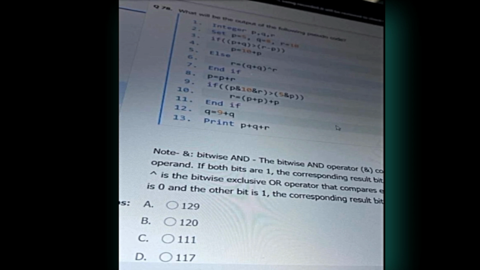Integer p, q, r, set p is equal to 5, q is equal to 8 and r is equal to 10. If p plus q greater than r minus p, then p is equal to 10 plus p. I hope the remaining lines are visible. Okay. So I hope you will give the answer, like question 1 is this and question 2 is this, right? I'll give you a heart if you are answering, right?